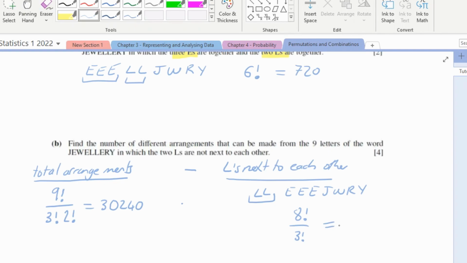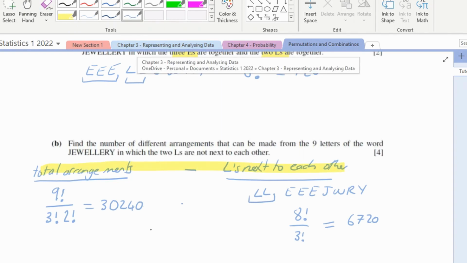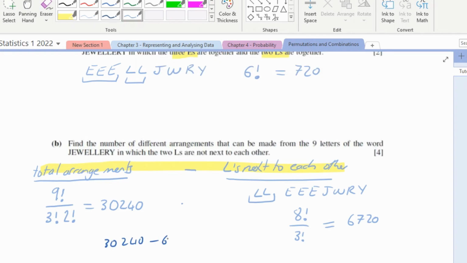Now this gives us 6,720. And we've got to follow this formula here. We're taking total arrangements, subtract the L's next to each other. So we're going to go 30,240, take away 6,720. And that will give us our final answer, which is, you know, perfect.